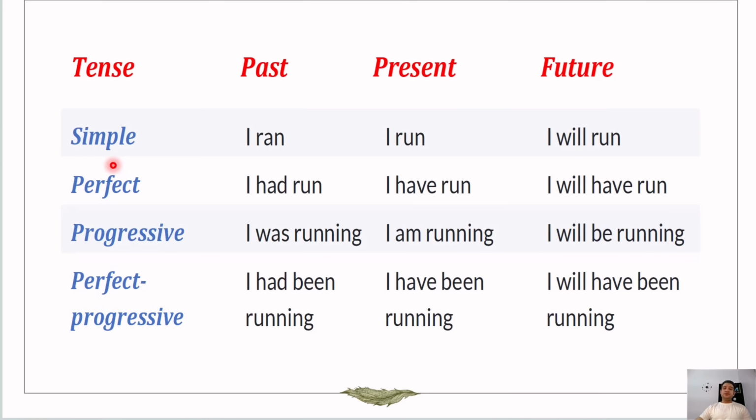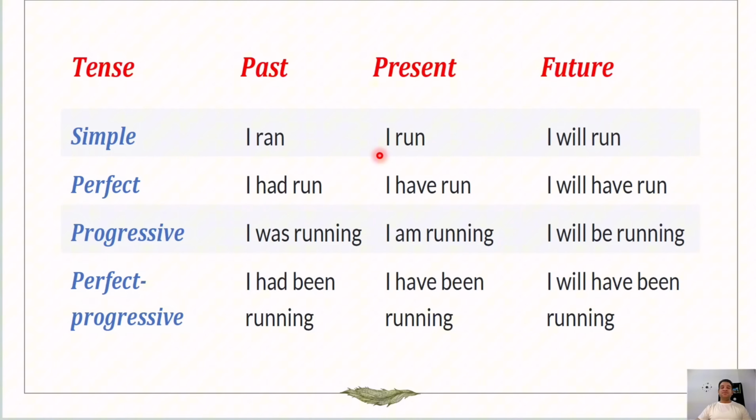For example, in the simple past, I'm gonna say I ran. So I use the subject and the past form of the verb or the second form of the verb. Okay? And in the simple present or present simple, I use the subject and the verb in the base form or in the present form. But with only one difference. With he, she, and it, we add to the verb s, es, or ies based on the last letters or last sounds in the verb.